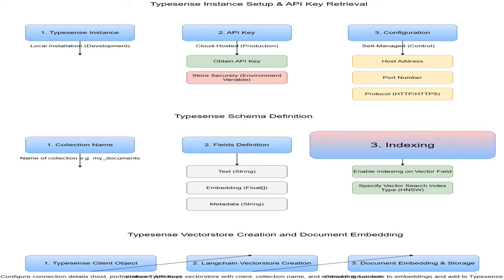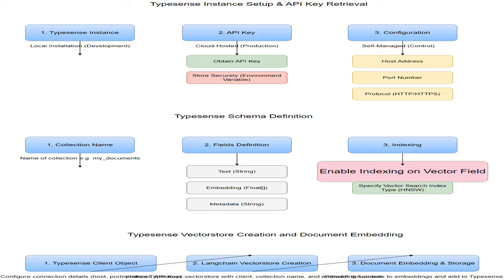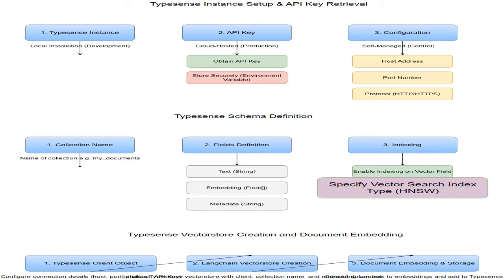Now, let's dive into indexing. It's like creating an index in a book, making it faster to find what you're looking for. Enabling indexing on the vector field allows you to perform efficient similarity searches by optimizing the retrieval of vector embeddings. HNSW, or Hierarchical Navigable Small World, is a commonly used indexing algorithm for vector search, known for its performance.